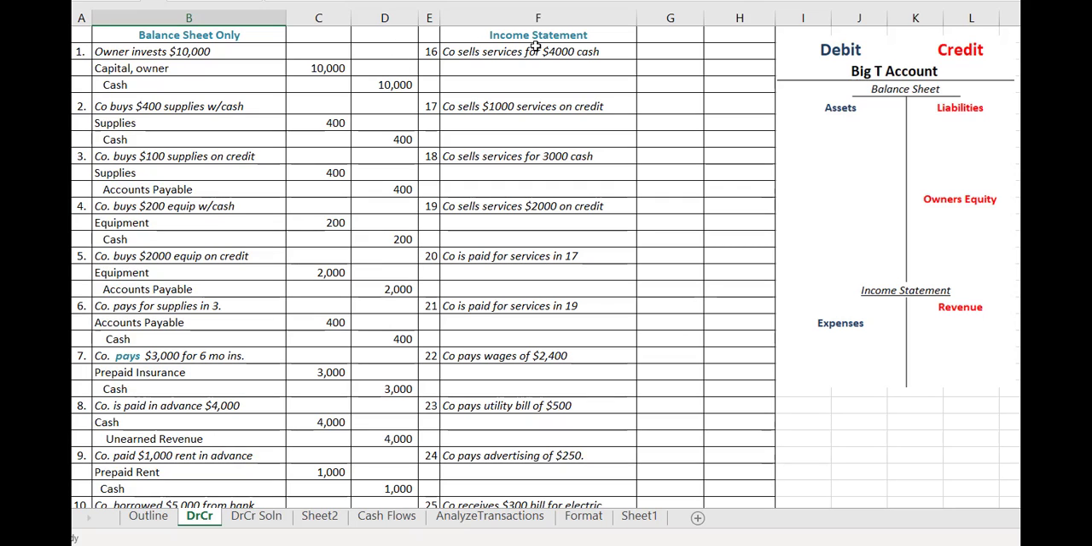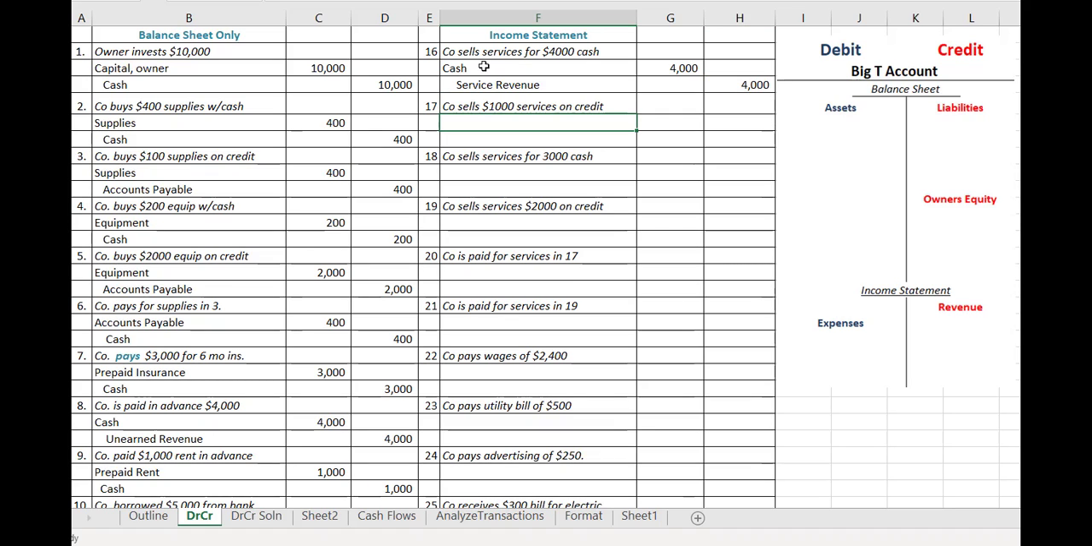So now for the income statement, we're going to have revenue and expenses. That's what all of these transactions involve. Well, they'll involve one account from here, one account from the income statement, and one from the balance sheet. Okay, there are no entries that are just only on the income statement. So they sell services for cash. So cash is coming in for $4,000. And then we're going to have service revenue for $4,000.